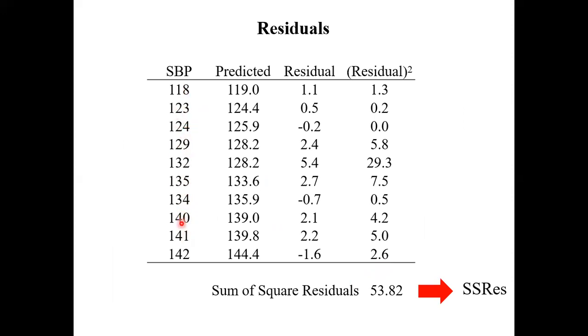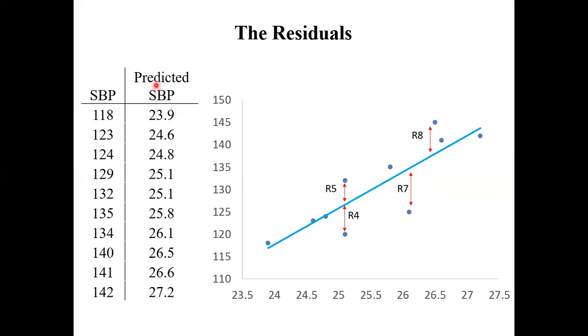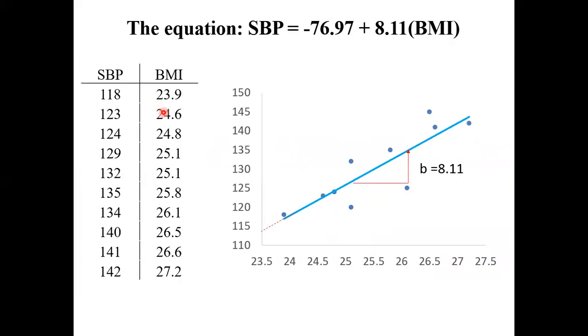Why is it so? Is it because of the differences in BMI? You can see the BP values differ from one another. Is it due to differences in BMI? You can see this person, 118, 23.9, and 142, 37.2. So it looks like there's a connection between these two. Now you want to know how much? That's the R square. How much variation in this can be explained by differences in BMI? The higher the value, the better the prediction. In my case now, I got an equation, interpretation.